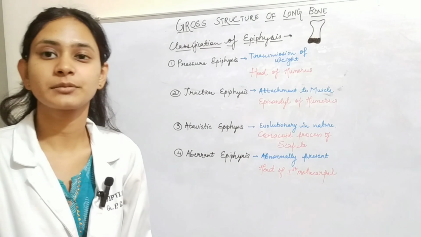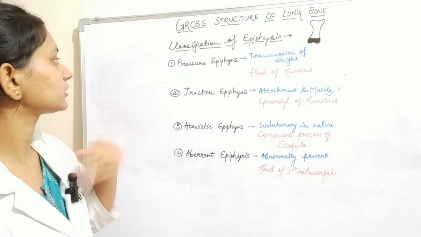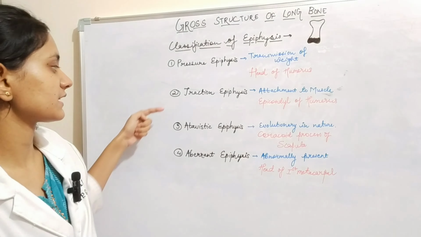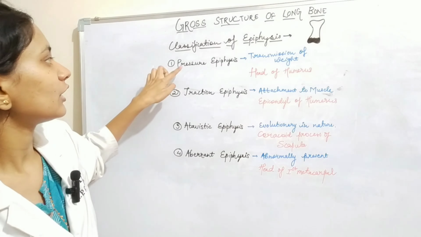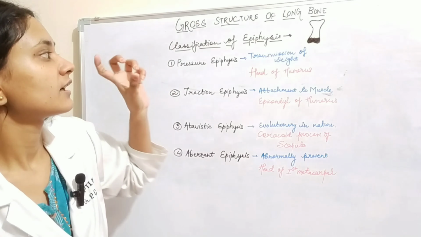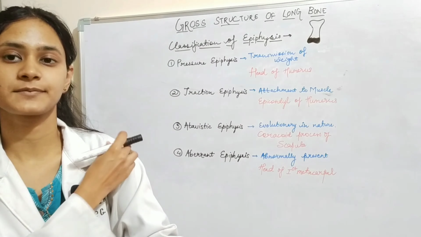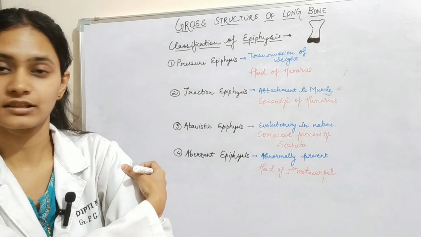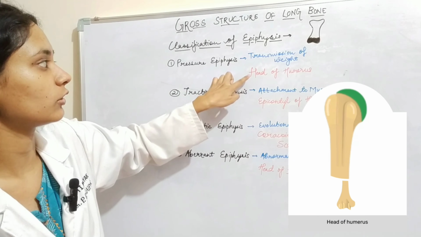So now we will learn about classification of epiphysis. So epiphysis is classified into four types, that is pressure epiphysis, traction epiphysis, atavistic epiphysis and aberrant epiphysis. Now pressure epiphysis is the epiphysis where there is transmission of weight, that is weight is being transferred from one bone to a joint, muscle or ligament. Example is head of humerus.